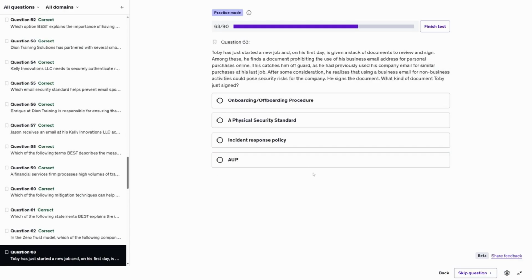Toby has just started a new job and on his first day is given a stack of documents to review and sign. Among these, he finds a document prohibiting the use of his business email address for personal purchases online. This catches him off guard as he had previously used his company email for similar purchases at his last job. After some consideration, he realizes that using a business email for non-business activities could pose security risks for the company. He signs the document. What kind of document has Toby just signed?